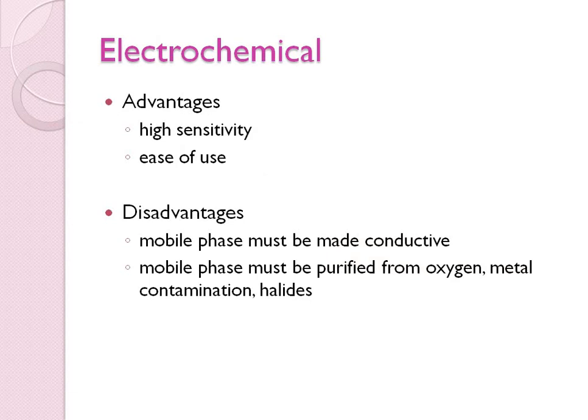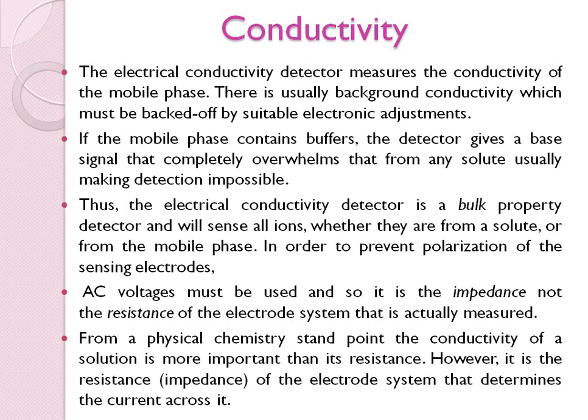Electrochemical detector advantages are it is highly sensitive and easy to use. Disadvantages are the mobile phase must be conductive, and the mobile phase must be purified from oxygen, metal contamination and halide respectively. Now an example of an electrochemical detector is the conductivity detector. In the conductivity detector, a solution containing ionic compounds will conduct electricity.